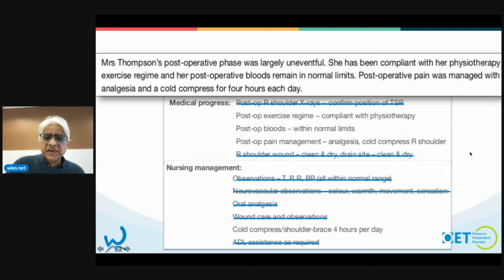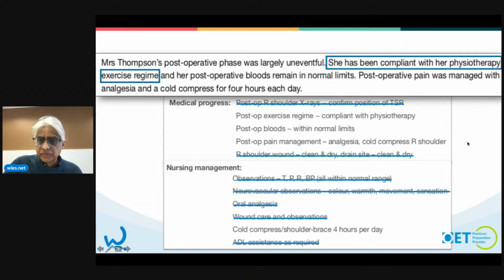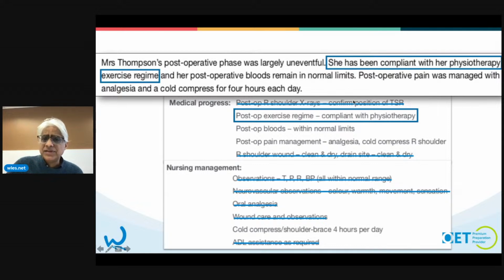Looking at the rest of the paragraph, she has been compliant, and you can see the case note, compliant with physiotherapy. What we've done is we've added a subject, she, and we've added a verb tense as well, has been compliant. So we've got the present perfect. I think I've put passive. It's not actually a passive, sorry, it's just the present perfect. This is an active sentence.